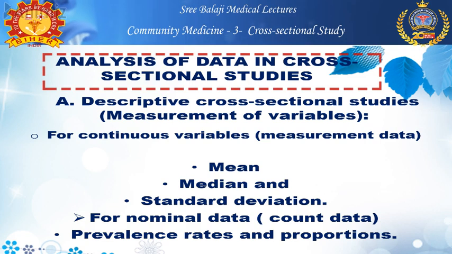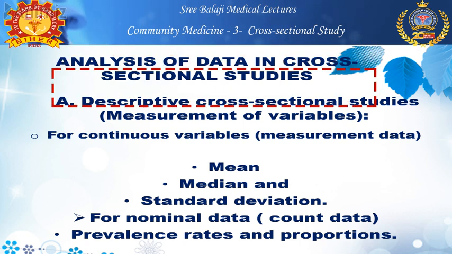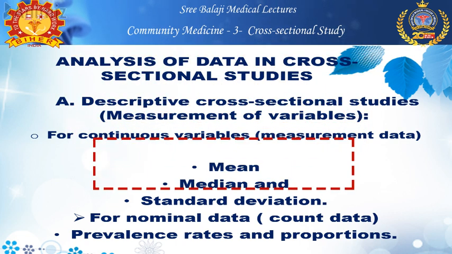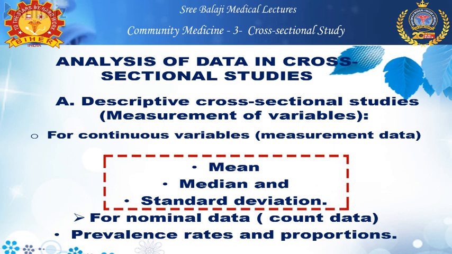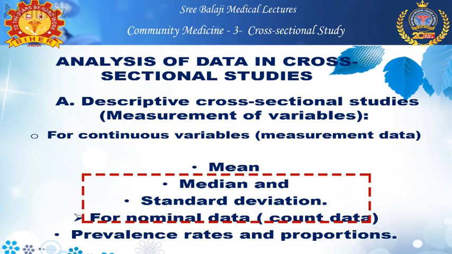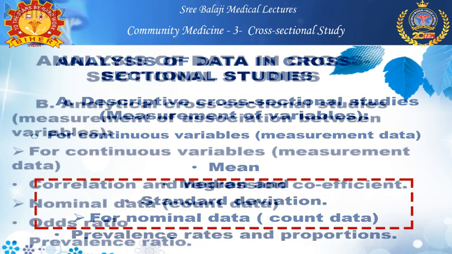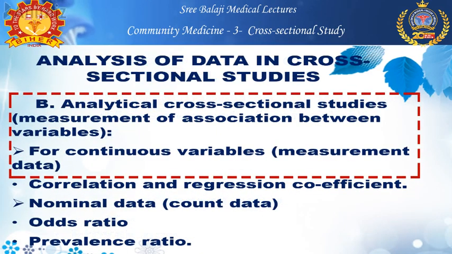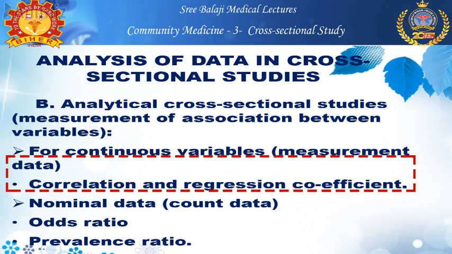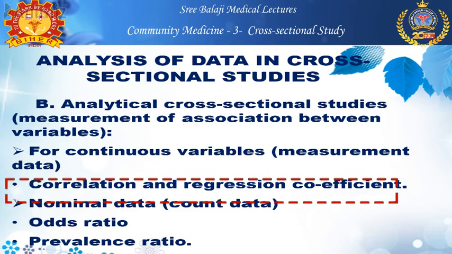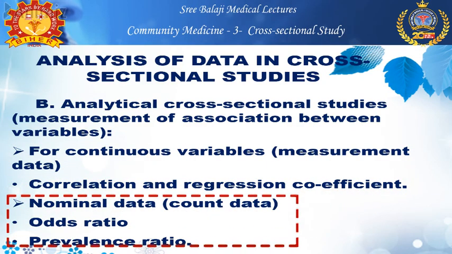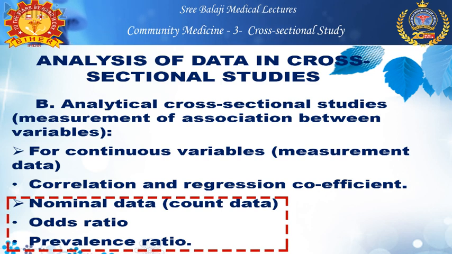So, in the analysis of a cross-sectional study, for the descriptive component, we do mean, median, standard deviation. For the nominal data, we do prevalence rate and proportions. And under the analytical component, for continuous variables, we do correlation and regression. And for nominal data, we do odds ratio and prevalence ratio.